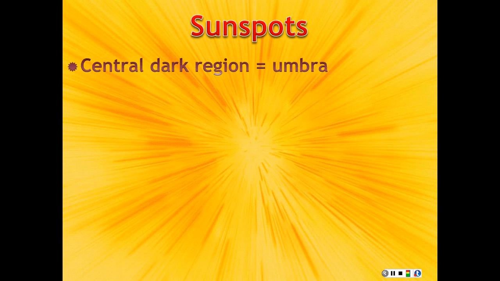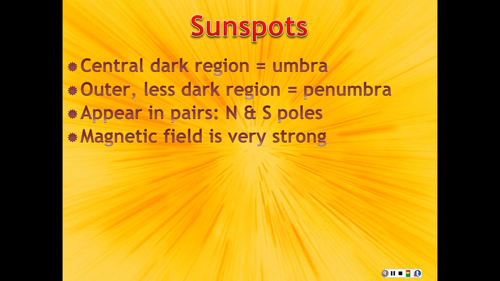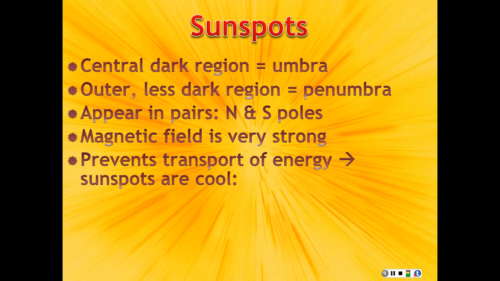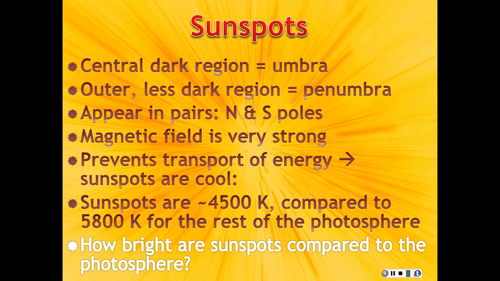So sunspots have a dark region in the center, and then they have a slightly less dark region around the edges. They always appear in pairs, north-south poles. They have very strong magnetic fields, and remember that the energy is flowing as material is flowing. And so if you have a very strong magnetic field, you can inhibit the flow of charged particles, and so the energy doesn't flow, and so you get a cooler area. In fact, they're about 1,000 or so Kelvin cooler than the surrounding surface, and so they're still pretty bright if you could isolate them, if you could mask off the Sun around it, but because the Sun is so bright, they look dark.